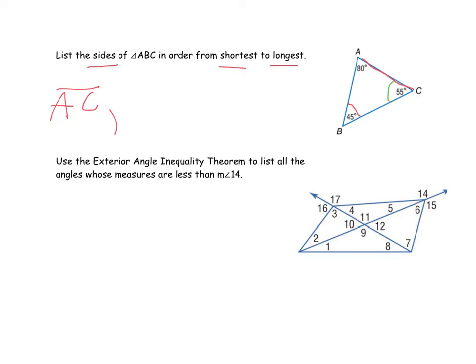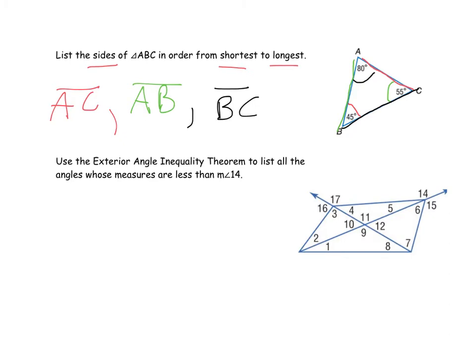Angle C is my next shortest angle, so that's going to be opposite AB, which is my next shortest segment. And the final angle, the 80 degree, that's my largest angle, opposite my largest side, which is segment BC.